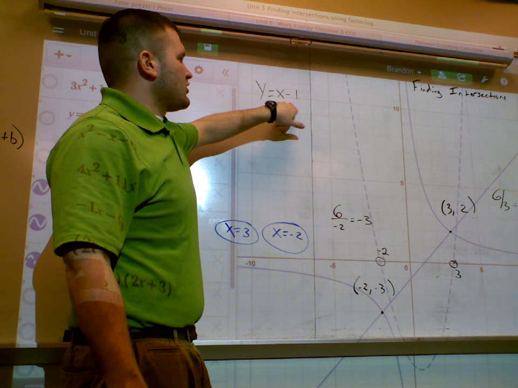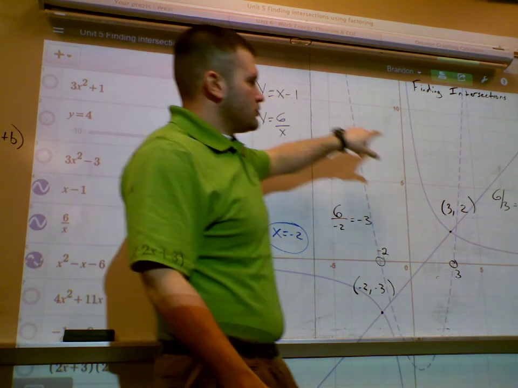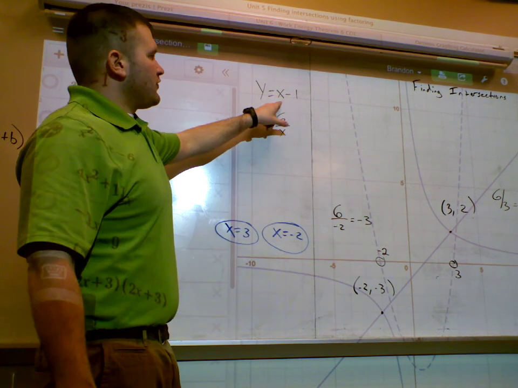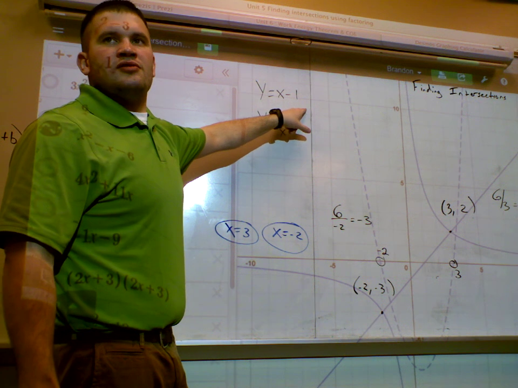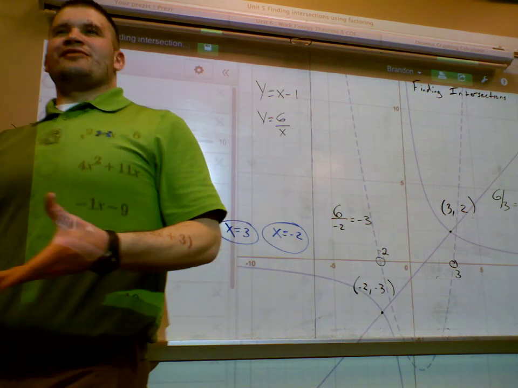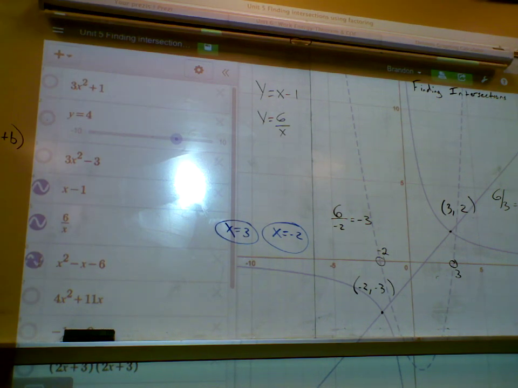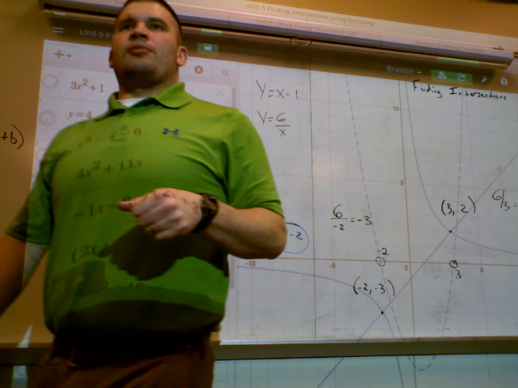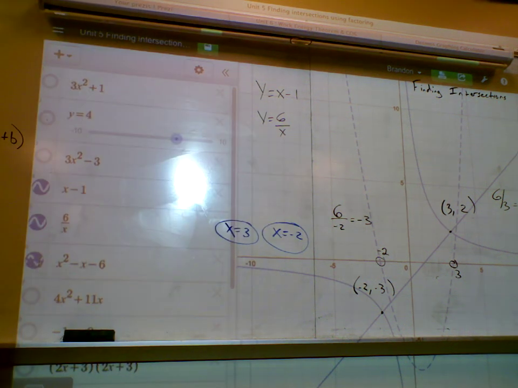3 minus 1 is 2. Negative 2 is my input. Negative 2 minus 1 is negative 3. Does that make sense now? So that's just a little bit more you have to go. But the tough part, guys, is finding those x's, and finding those x's is just like finding the x-intercepts for a parabola. Are there any questions about that? We'll try some more. No questions?